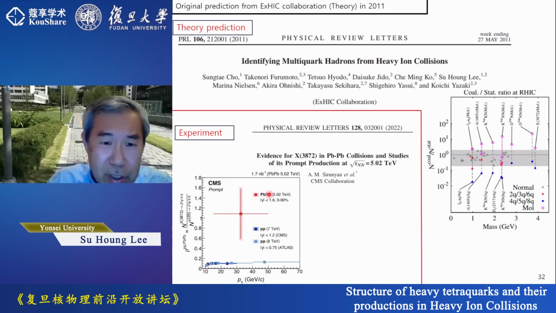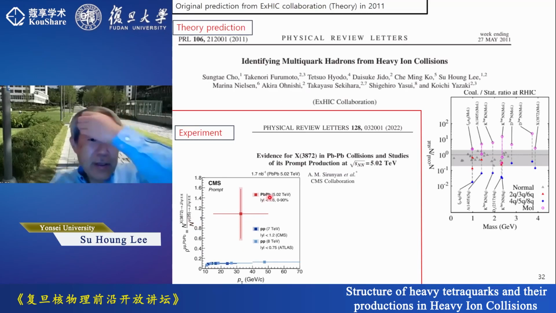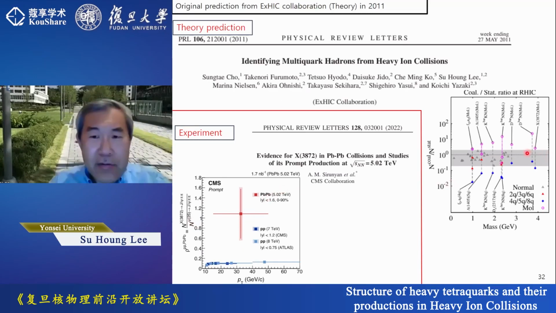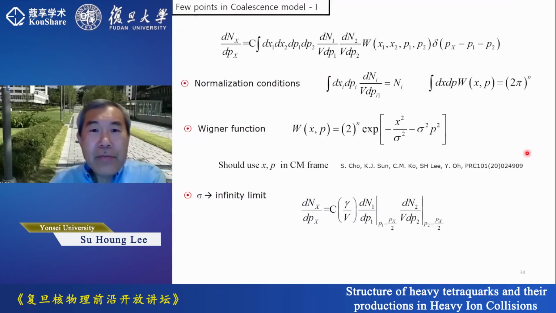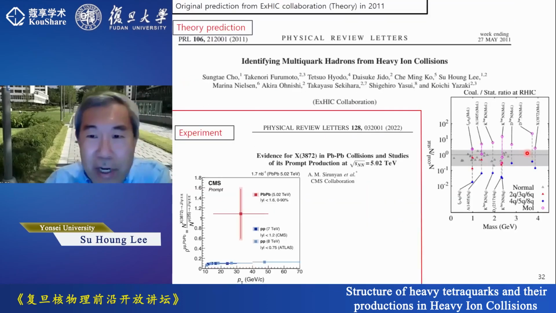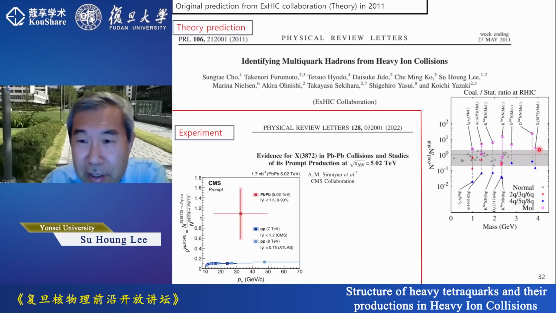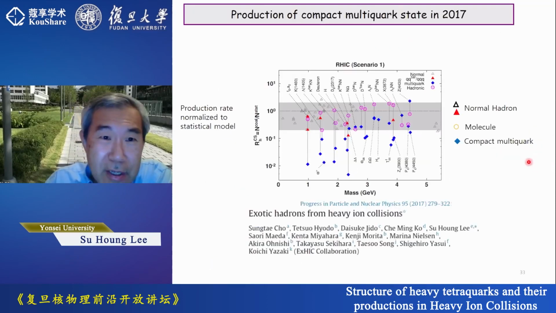When you go to lead-lead collisions, the ratio of production between X and psi(2S) suddenly increases. Maybe it's related to this, although it's not conclusive. We still have to work on this. So let's see why we said that the production really depends on the size. The reason is the following.